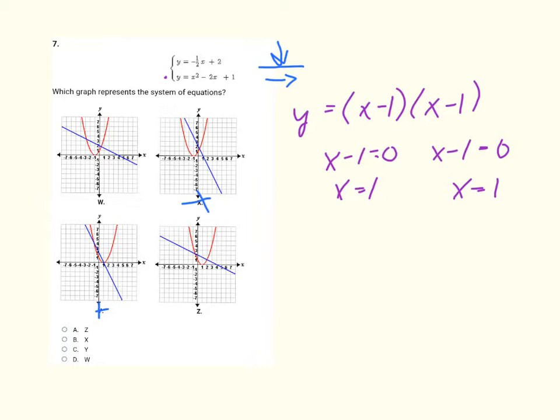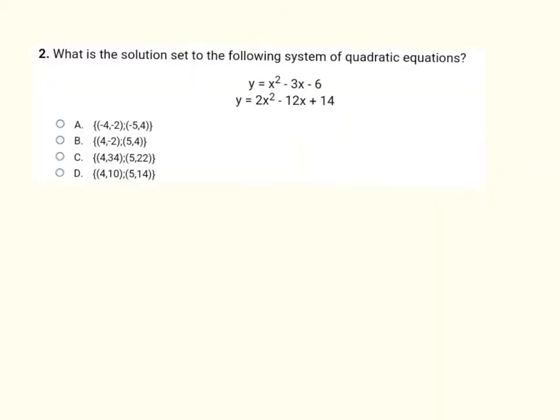So in this one here, in W, it's touching it at negative 1, so it can't be W. In Z, it's touching it at positive 1 and only positive 1, so that's good to go. So that means my answer is going to be Z, and my final answer is choice A.